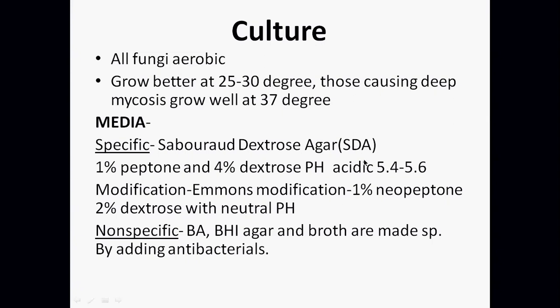So the short form is SDA. Now this SDA contains 1% peptone and 4% dextrose with an acidic pH of 5.4 to 5.6. Now a modification of this Sabouraud dextrose agar is used, known as Emmons' modification, which constitutes 1% neopeptone and 2% dextrose with neutral pH. Now non-specific media, as I have told you, can be used like blood agar, brain heart infusion agar, and broth, which are made specific for fungi by adding antibacterial agents.